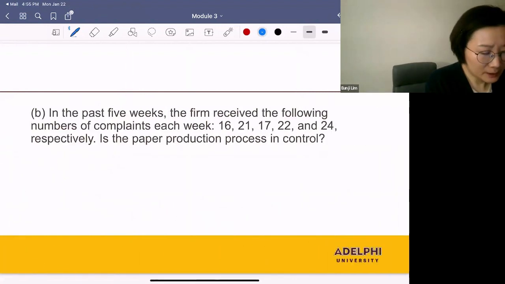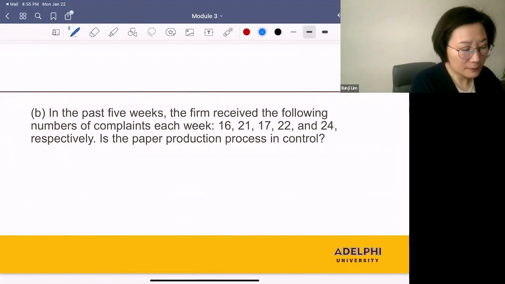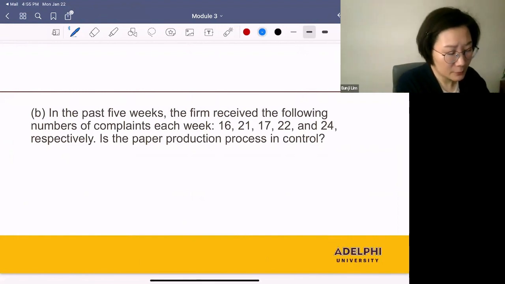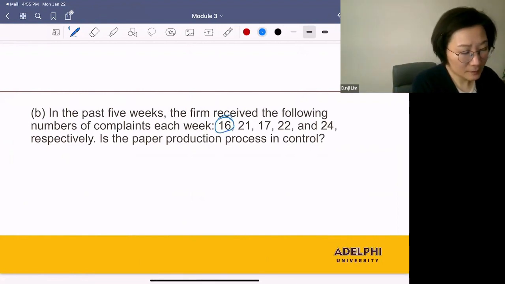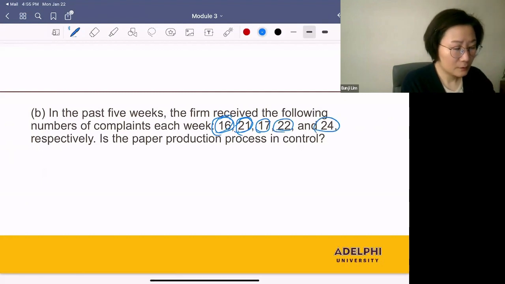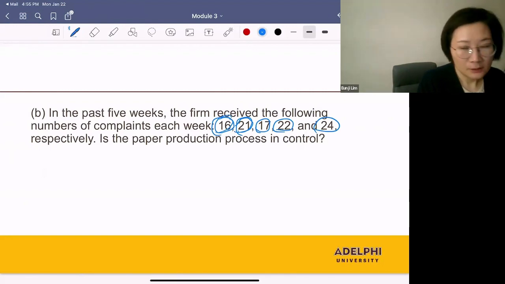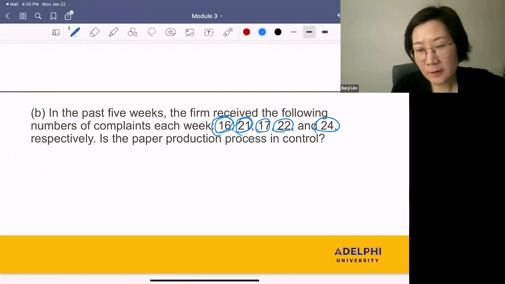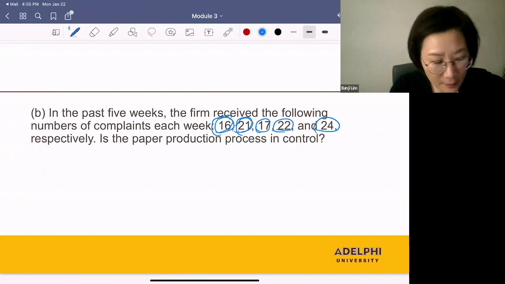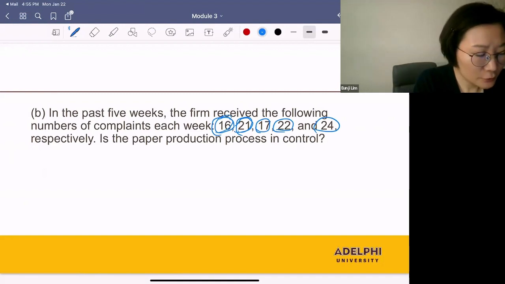In the past 5 weeks, the firm received the following numbers of complaints every week: 16 complaints in the first week, 21, 17, 22, and 24. Is this process in control? Now, we already have the C chart. We want to use this to make a conclusion. So we want to plot these data points.